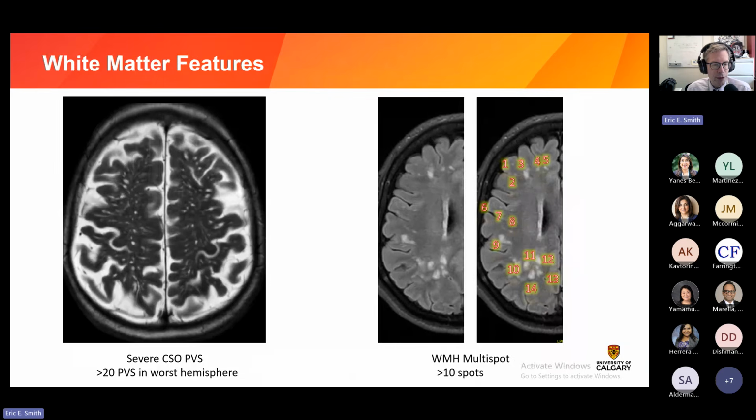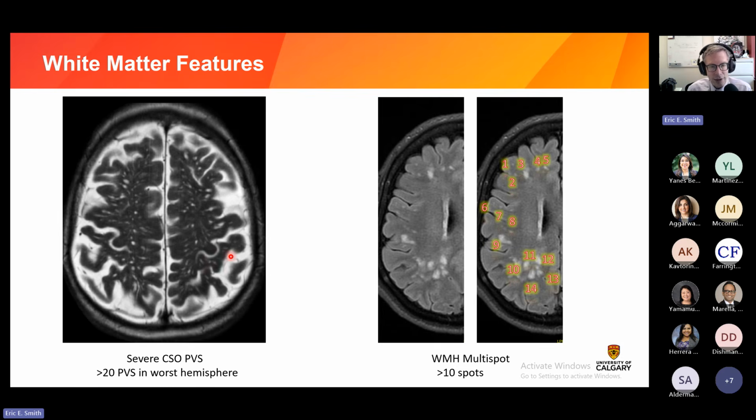And these are examples of the new white matter features. So severe centrum semiovale perivascular spaces, the way you're supposed to look at those is you look at the slice above the level of the lateral ventricles in axial orientation that has the most PVS. And then you count the number in the most severely affected hemisphere in the most severe slice.